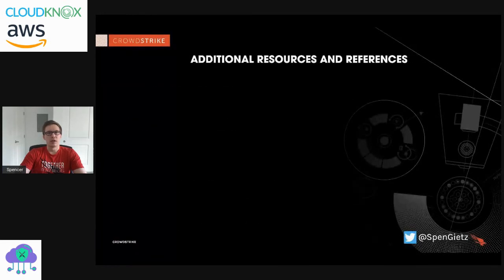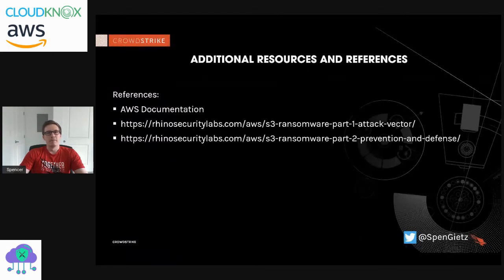I have a slide here of some additional resources and references. The first one I always want to talk about is the AWS documentation. I read that like it's the Bible. There are so many great things in there, and it's an easy way to learn in depth about features of AWS that you might not know otherwise. So I'm constantly reading that. And then I wrote two blog posts on S3 ransomware in particular while at Rhino Security Labs. You can check those out.